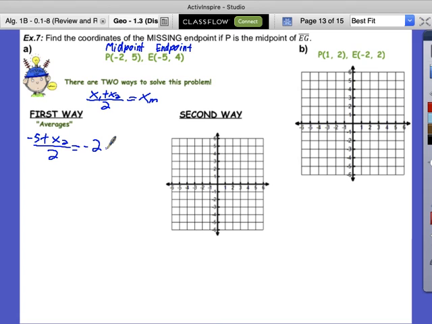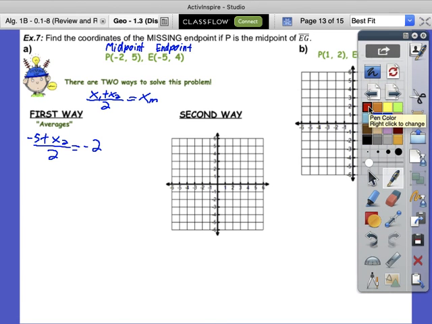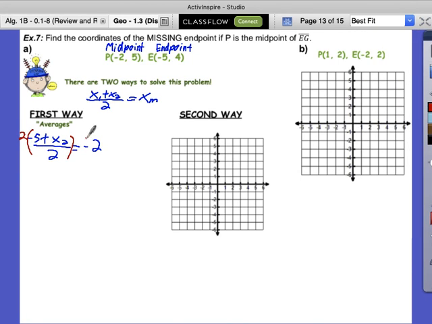Okay, so then we could go at this, and what would we have to do first in order to solve? Multiply by 2, because everything's being divided by 2. We'll simplify, so we'll have -5 plus x2 equals 2 times -2, which is -4. Okay, so then we add 5, and what's x2? 1. So for our missing endpoint G, G is 1 comma something.